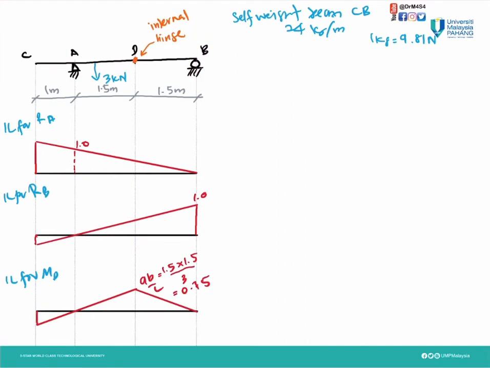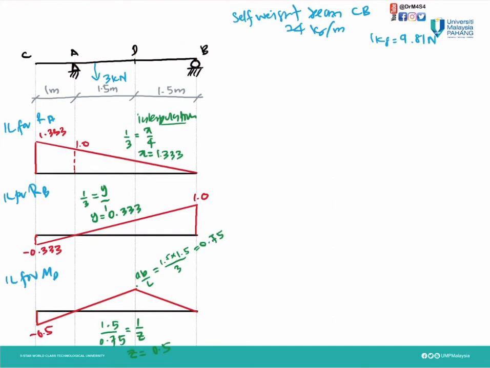Then we need to draw the influence line for MD at point D. We introduce an internal hinge, then we allow rotation at point D. Please remember, still hold here at A and B. So our beam is going to be deflected like this. So this is our influence line for MD. Now we need to determine those important values.